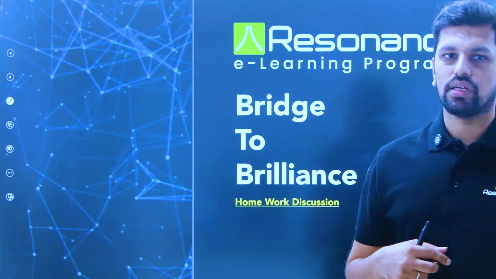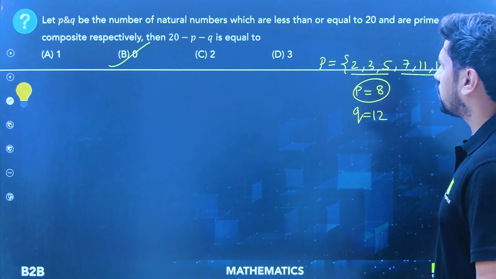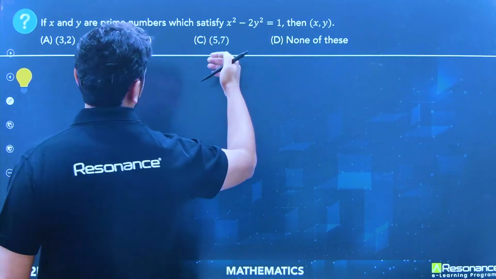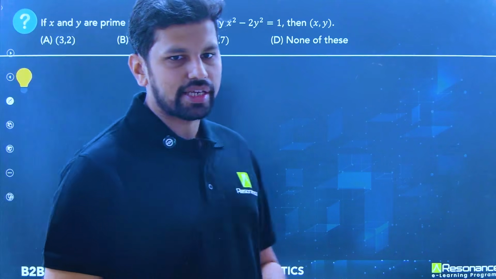Let's move to the next question. This is a very easy question. X and Y are prime numbers which satisfy this equation. In this method, we can just apply.